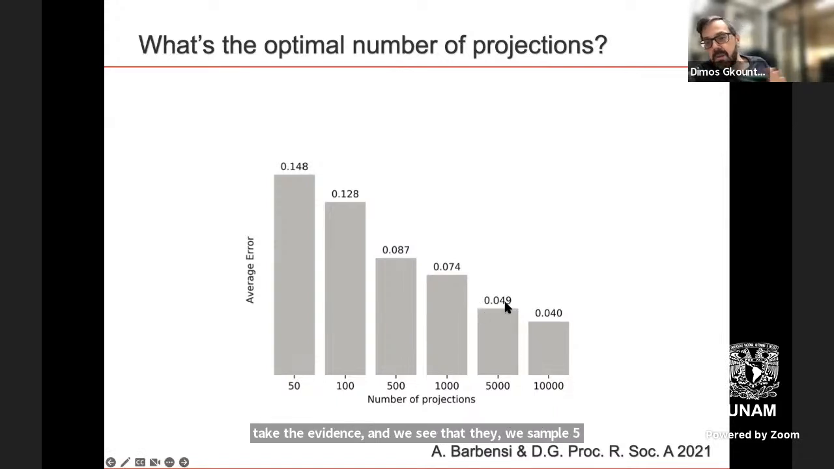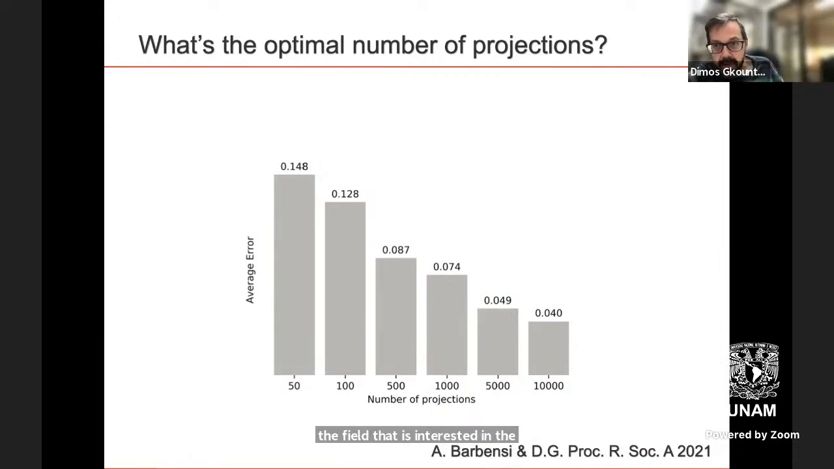We get an error below 5%, where the field that is interested in that result, biology, for example, is fine with a 5% error. And also it's quite fast computationally. So this solves the problem of the optimal number of projections. So that's one problem tackled using forbidden distance.